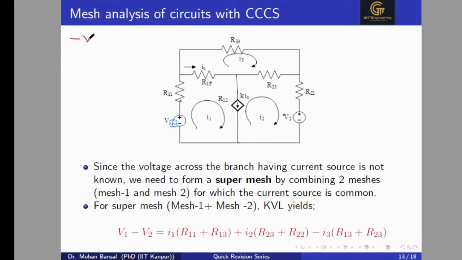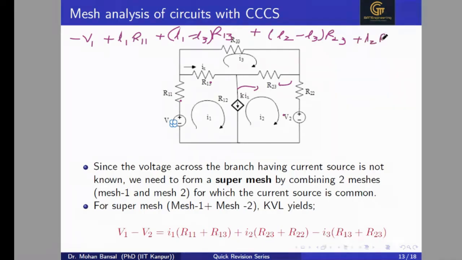What we will get: minus V1 plus I1 into R11 plus (I1 minus I3) into R13 plus (I2 minus I3) into R23, because the current in this branch is I2 minus I3. Here you can see I2 is going in this direction, I3 is coming in this direction. So I2 minus I3 into R23 plus I2 R22 plus V2 is equal to 0.